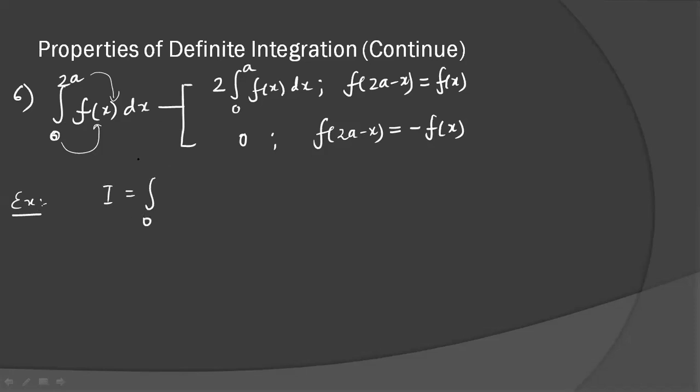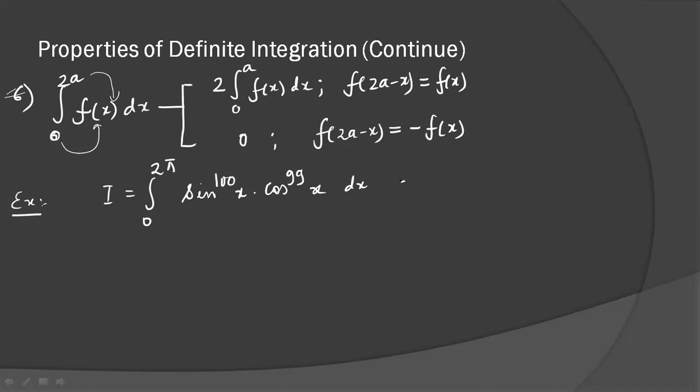So let's see one example based on this. The integral from 0 to 2 pi of sine to the power 100x into cos to the power 99x dx. At 2 pi the sine is going to be 0, at 0 it is going to be 0. At 2 pi the cosine is going to be 1, at 0 it is going to be 1. So you can see the value at the upper limit and lower limit is the same. So we can use this property. This is a shortcut that does not work every time, but works 99% of the time.